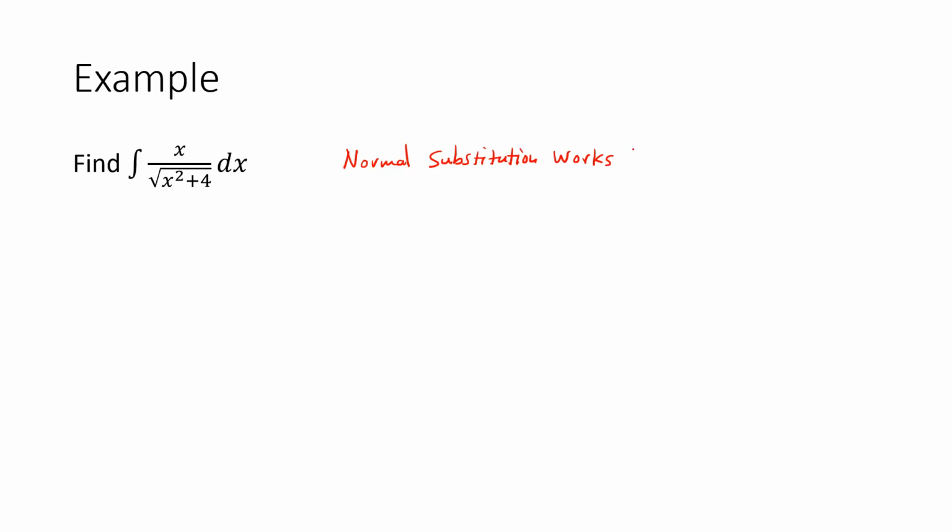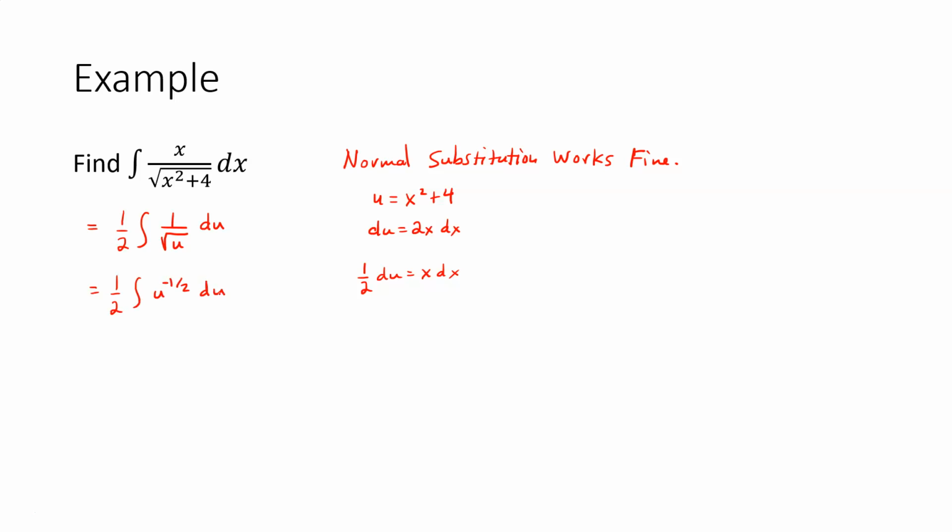You could probably work this out using a trig substitution, but it might make it more complicated than it needs to be. So here I'll let u equal to x squared plus 4, and then du will be 2x dx. So I'll have 1/2 du equals x dx. So this integral becomes 1/2 integral of 1 over the square root of u du. This, notice, is just the integral of u to the negative 1/2 power. So the integral of u to the negative 1/2 will be u to the positive 1/2 divided by 1/2, so multiplied by 2.